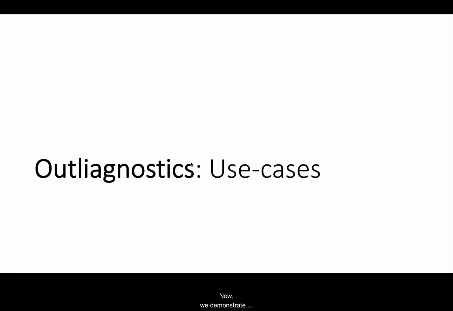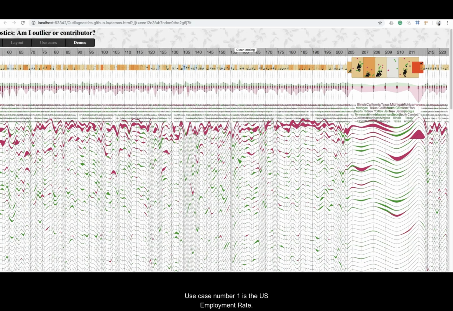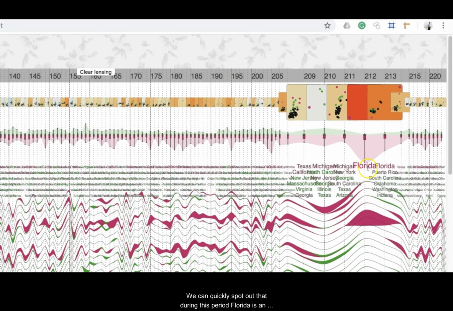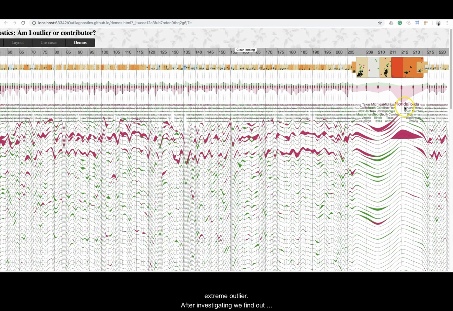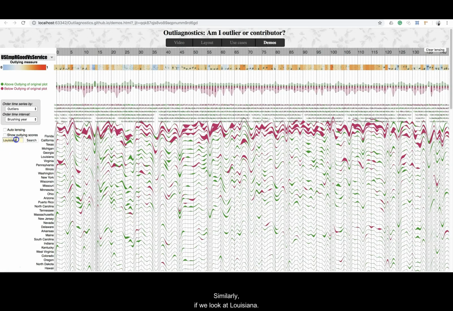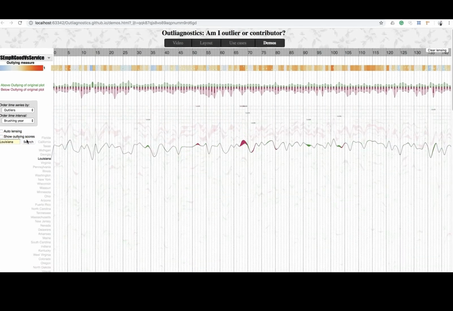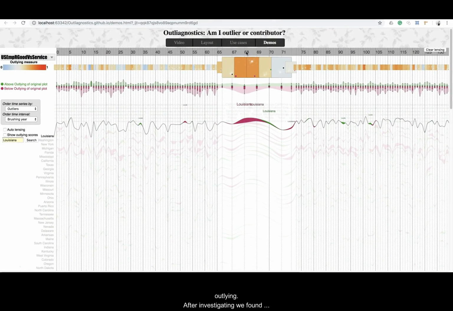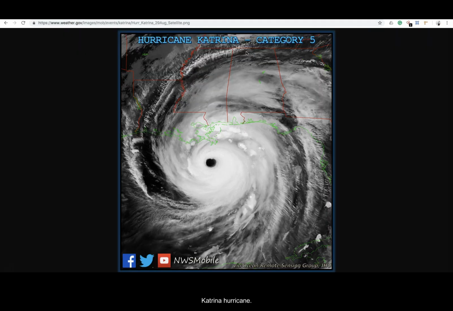Now we demonstrate Outliagnostics on two real-world datasets. Use case number 1 is the US employment rate. We can quickly spot that in this time period, Florida is an extreme outlier. After investigating, we find the reason is Hurricane Irma in September 2017, which affected the employment rate in Florida. Similarly, if we look at Louisiana, at this time period it was extremely outlying. After investigating, we found that at this time period, Louisiana was affected by Hurricane Katrina.